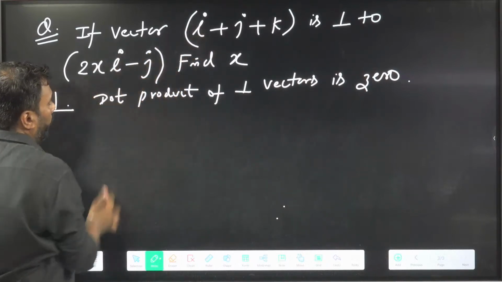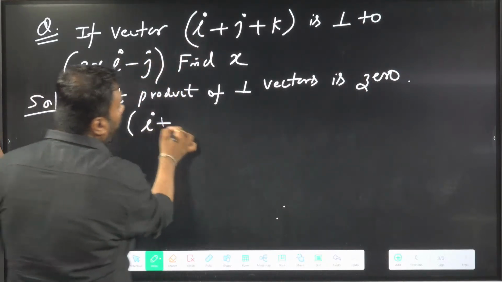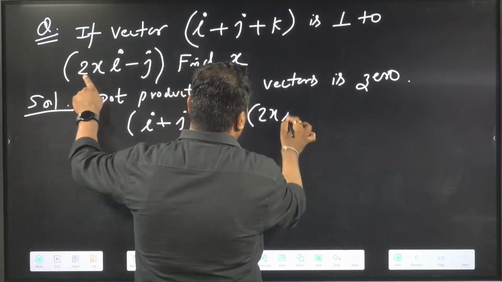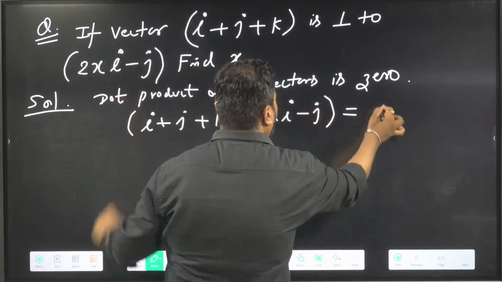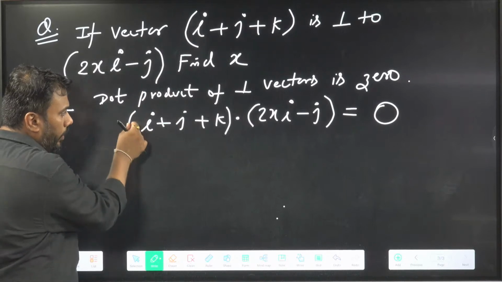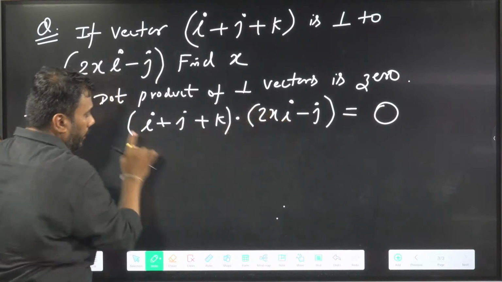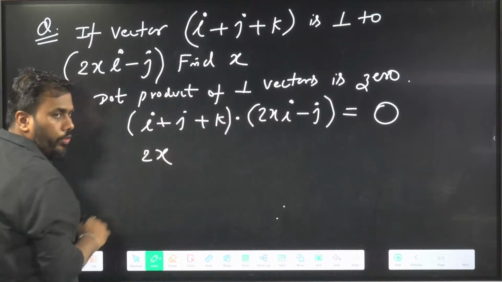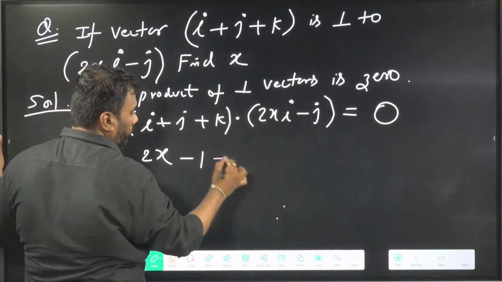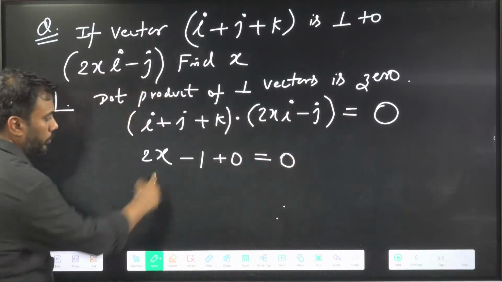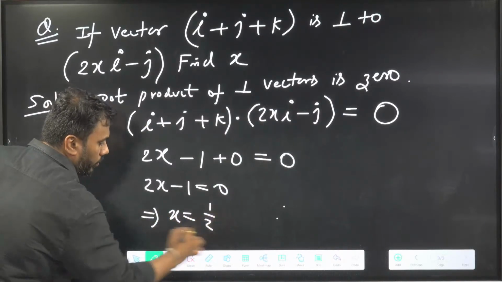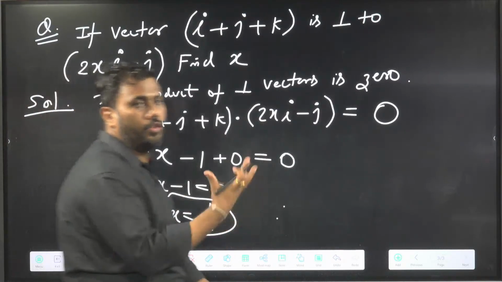So if two vectors are perpendicular, then their dot product, which is i plus j plus k dot 2xi minus j, should be 0. If you take the dot product, in i you are getting 1 here and 2x there: 1 into 2x. Then 1 into minus 1, and k into 0. That should be 0. So 2x minus 1 is 0, or x should be equal to 1 by 2. This should be your answer. x is equal to 1 by 2.